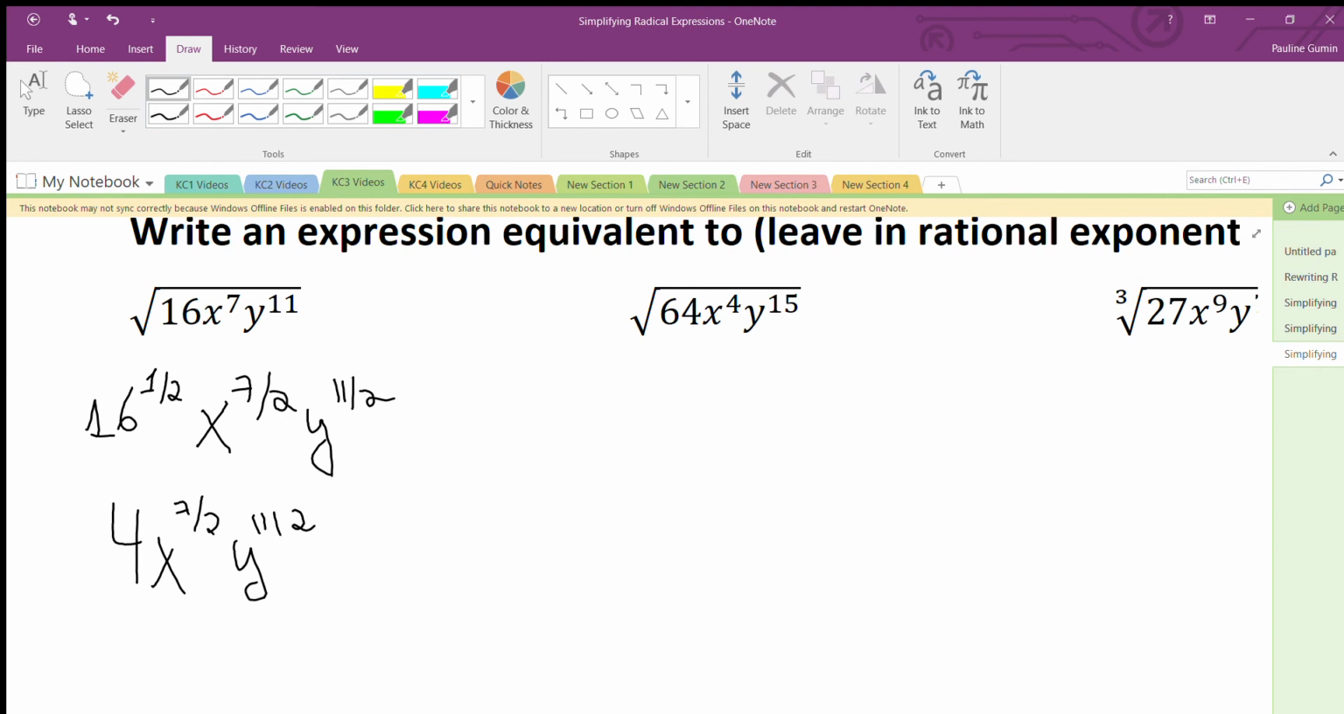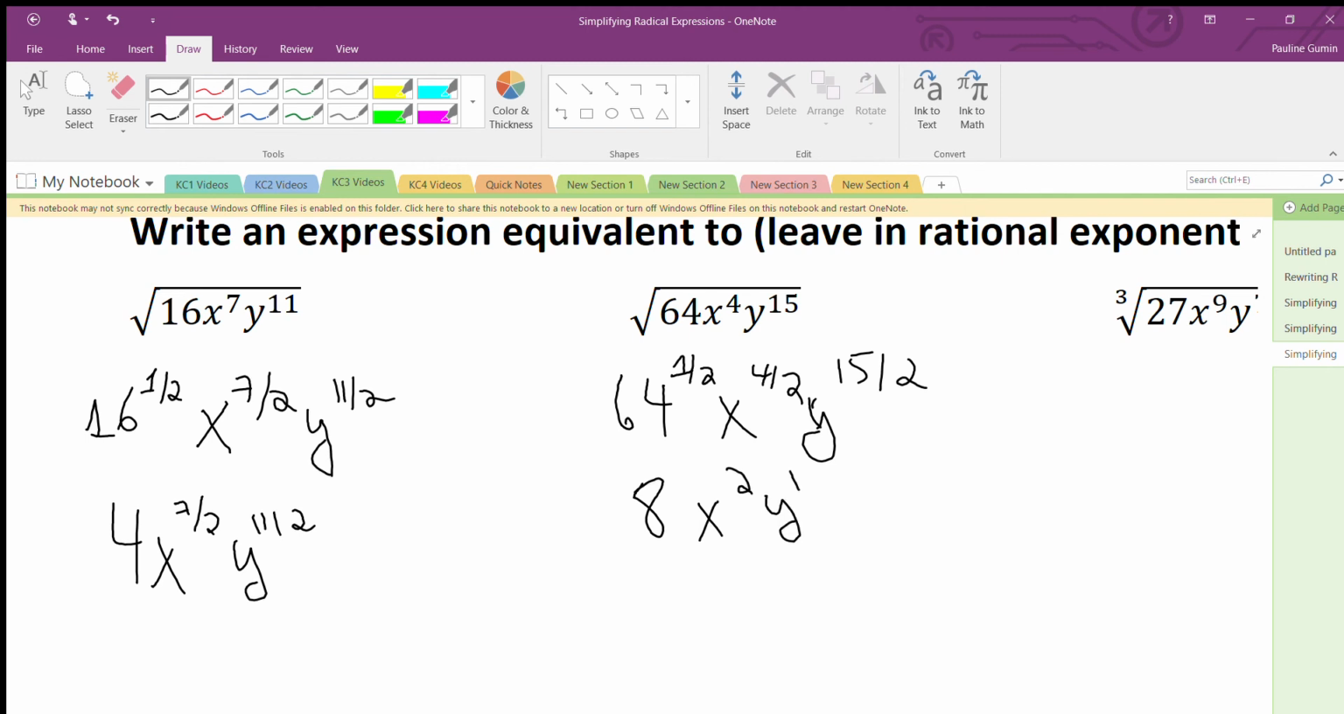And that's it. Let's try the next one. 3 bases again. We have 64 with a power of 1, root 2. X to the power of 4, the root is 2. Y to the power of 15, the root is 2. 64 to the power of 1/2 is 8. 4 over 2 is 2, and 15 over 2 stays 15 over 2.